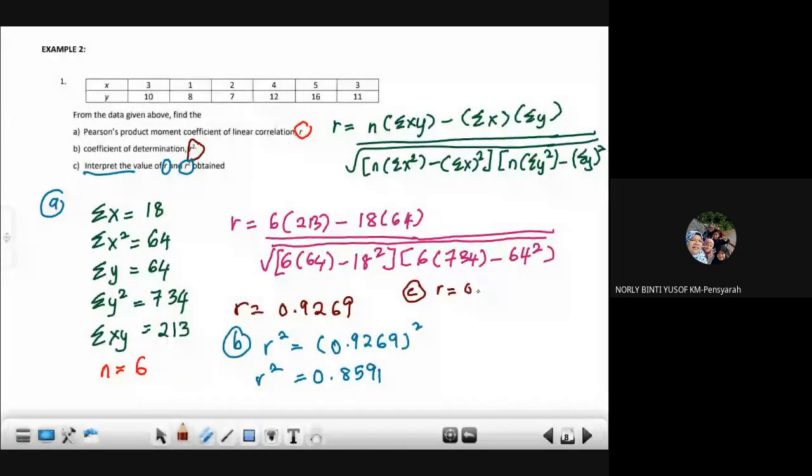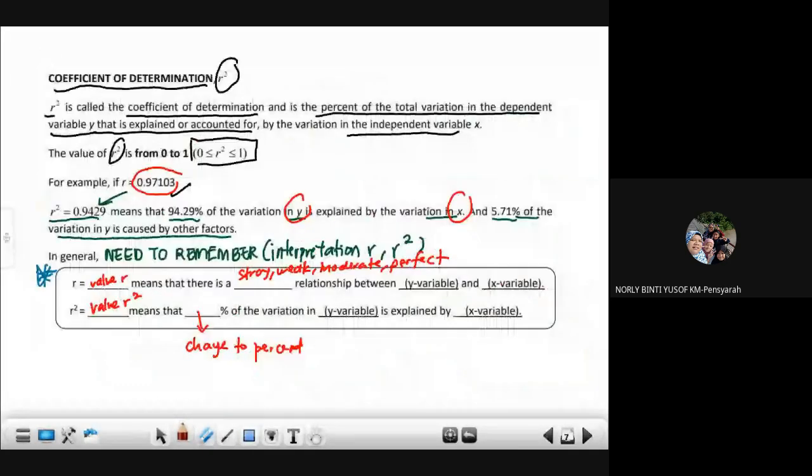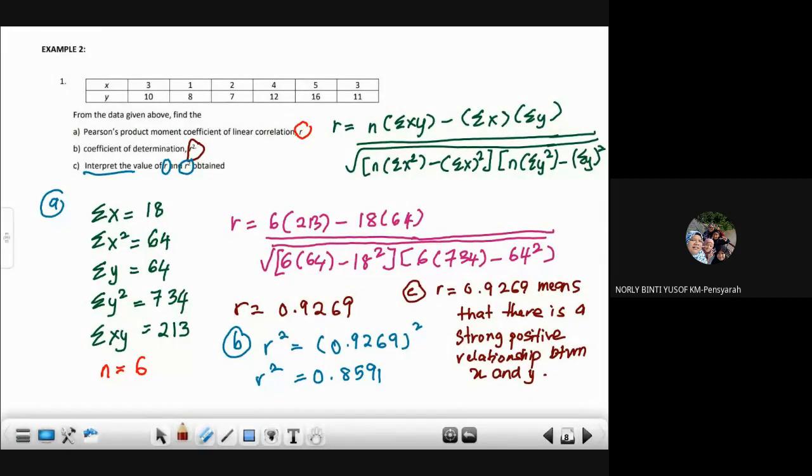R 0.9269 means that there is a strong positive relationship between X and Y. This value is in between 0.8 and 1, so it is strong, strong positively. Between is abbreviated here, but in full it is between X and Y.